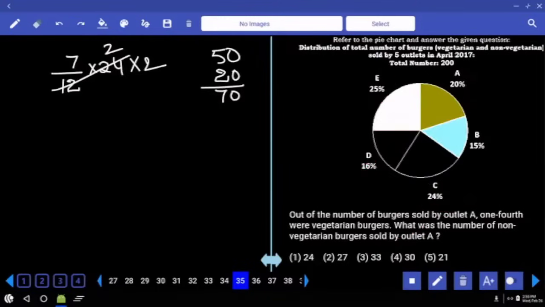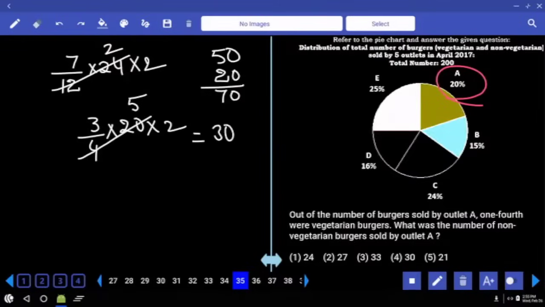Out of total number of burgers sold by outlet A, 1/4 were vegetarian. What was the number of non-vegetarian? Non-vegetarian are 3/4 among A, 20%, where 1% value is 2. 4, 5 times, answer 30.